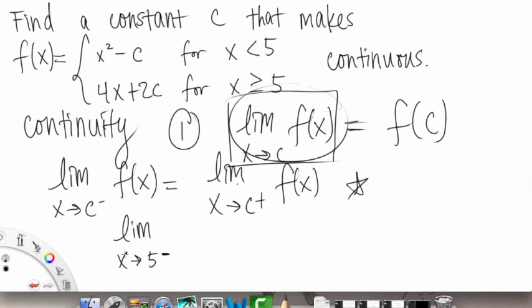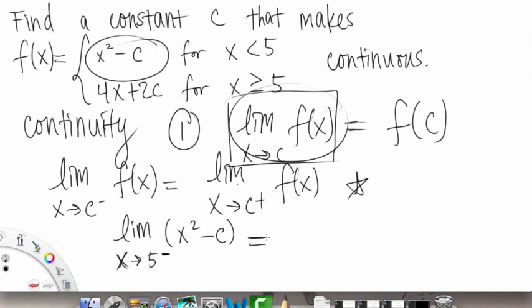So as the limit of x approaching 5 from the left. So 5 from the left means that we're coming from x values that are less than 5. Okay, they could be negative, they could be 0, or anything less than 5. So that means that we have to use this part of our f of x. That's going to be x squared minus c.